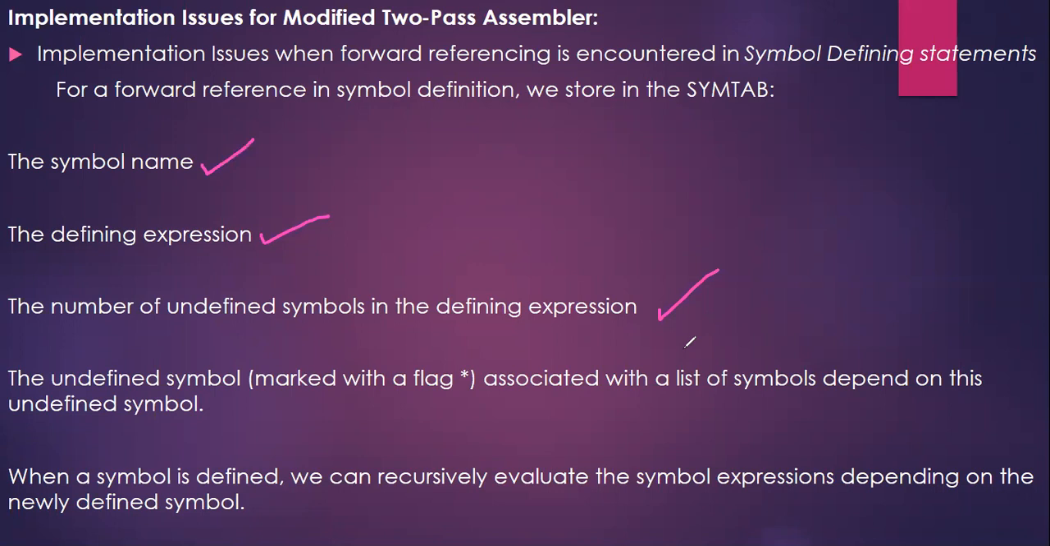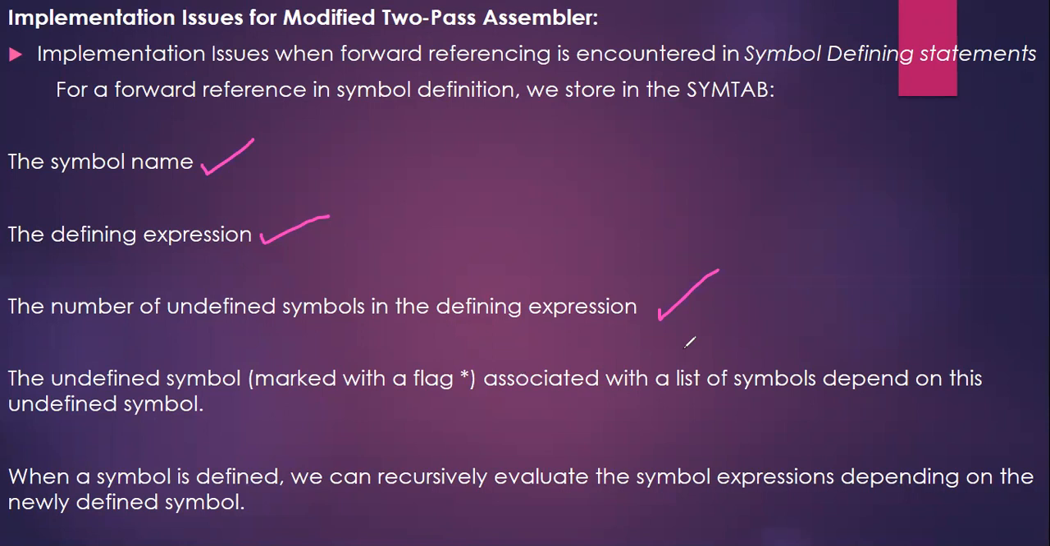The undefined symbol is marked with a flag, a star, associated with a list of symbols dependent on this undefined symbol. Means if we have one operand which is undefined, it will be flagged with a star, and we provide a list of all other symbols that are dependent on this particular undefined symbol. For example, A is dependent on B and B is dependent on C. Or else B and C are dependent on A, and A is also unknown.